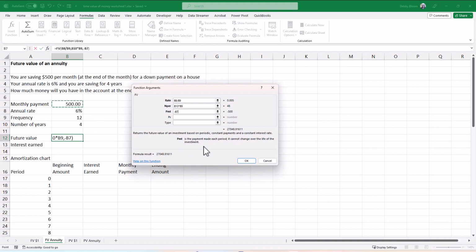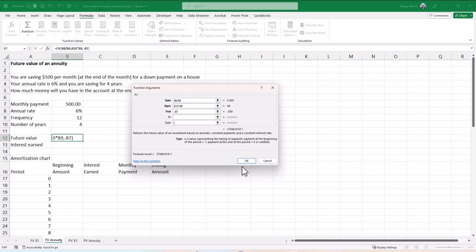Now, if you were saving this money at the beginning of the month as opposed to the end of the month, all you'd have to do is in this type box, put the number 1. Notice when I put the number 1, the answer is going to change. So it changed by about $100, but I'm going to backspace and leave it empty. So leaving type empty assumes that the payment is at the end of the month. Putting a 1 in the type assumes that the payment is made at the beginning of the month.